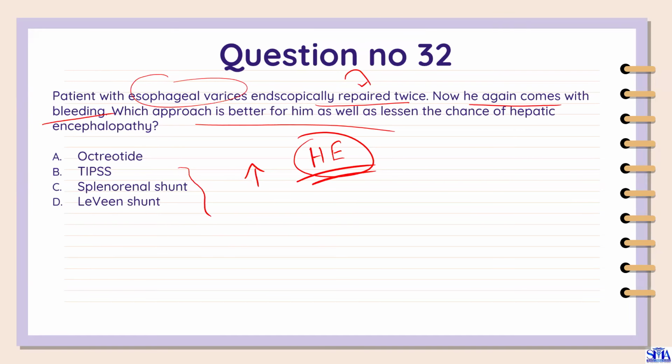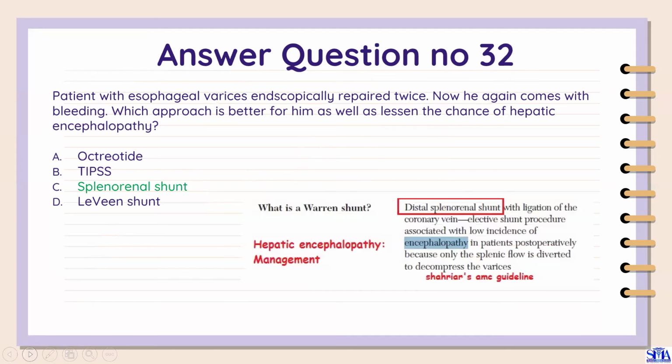Hepatic encephalopathy chances increase with surgical procedure, electrolyte imbalance, shunt procedures, and so on. Now, one shunt procedure remarkably reduces the encephalopathy chance. Which one is that? Some people are choosing TIPS because you only know about TIPS. TIPS is actually a classic shunt procedure that increases the chance of hepatic encephalopathy. So the final answer we are going with is a splenorenal shunt, which is also known as a Warren shunt.